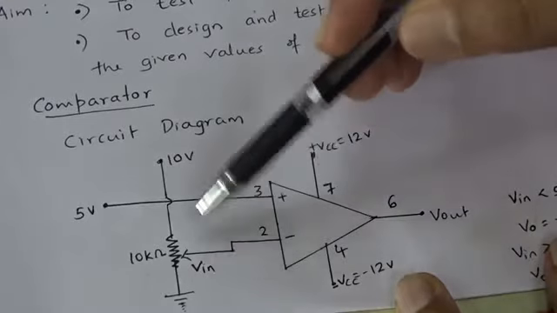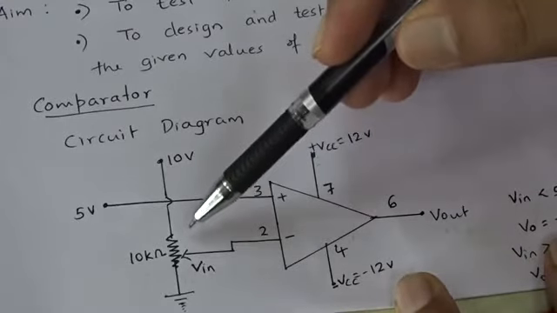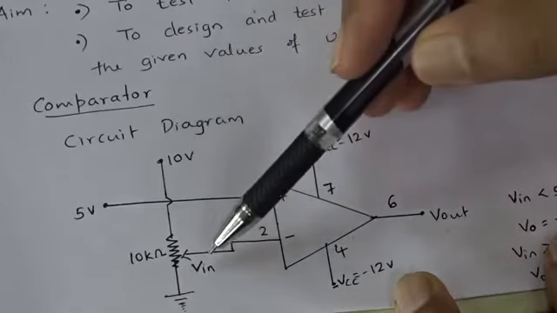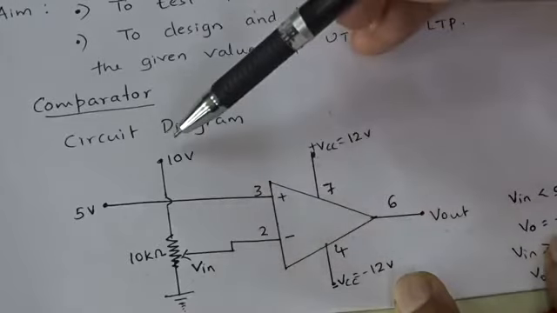So the working of the circuit is this: I vary the input voltage by varying the potentiometer, one terminal of which is connected to 10 volt. So by varying this potentiometer I can change the voltage from 0 to 10 volt.